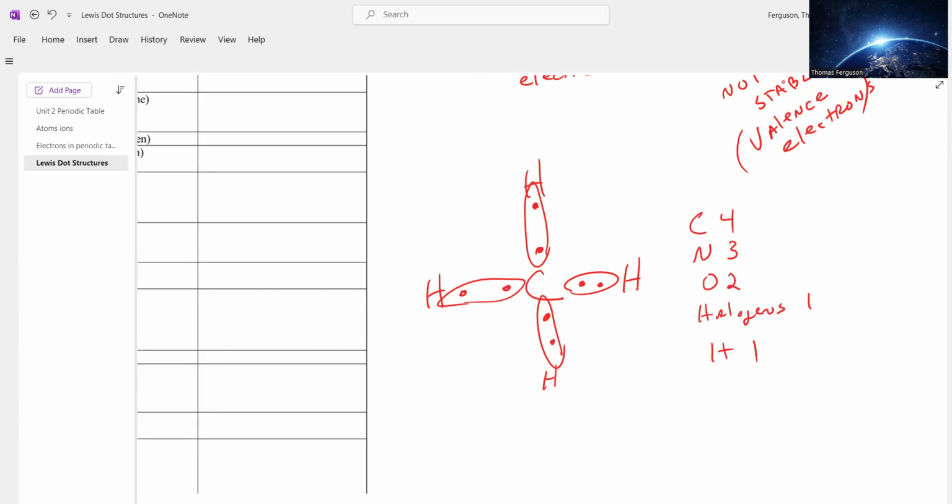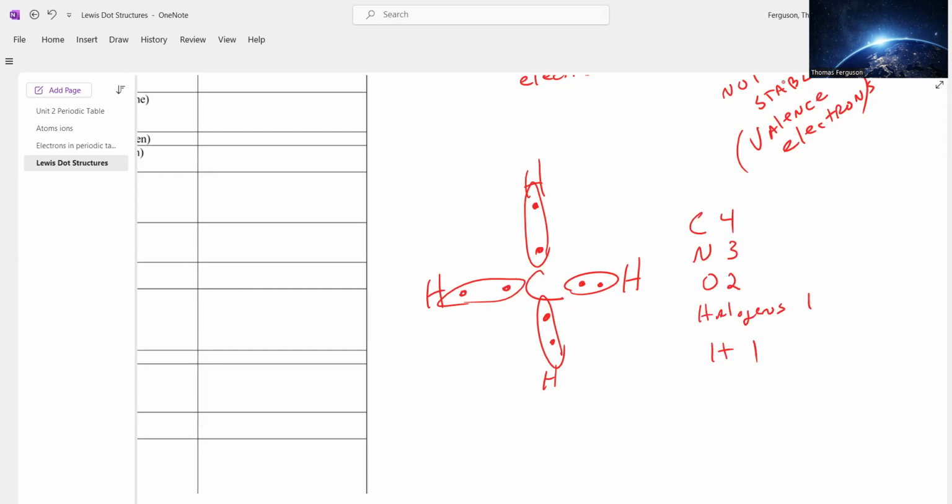8. And how many electrons fill out that second orbital? 8. That's why methane is stable, because by sharing electrons, it achieved that magic 8 number. They call that an octet.